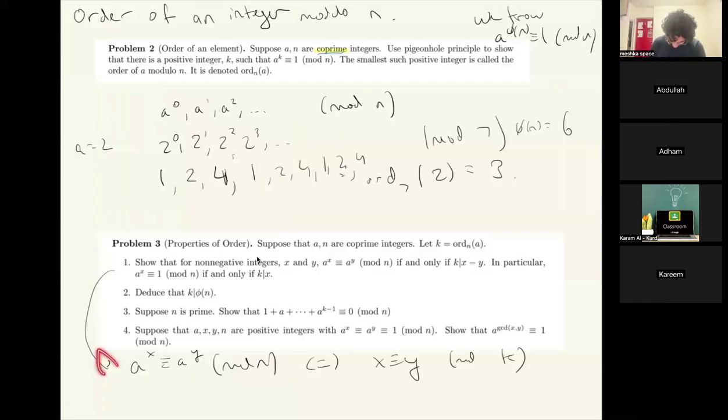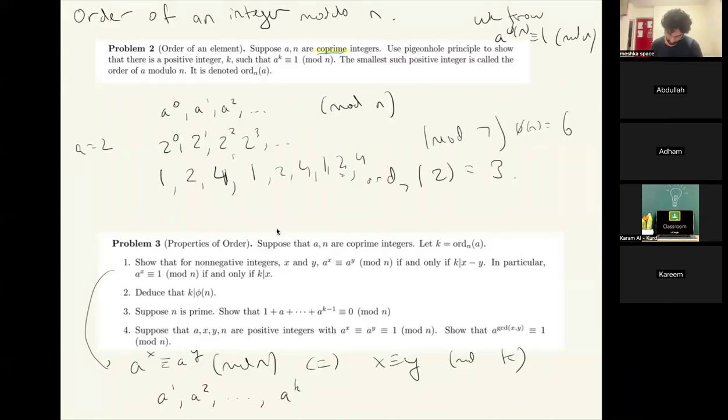Okay, so let's prove the first property. Why is this true? A to the X is congruent to A to the Y mod N if and only if X is congruent to Y mod K. Because A to the K is congruent to 1 mod N. So we take A to the K times A to the KQ, and then we're just left with the remainder, and they're all unique.